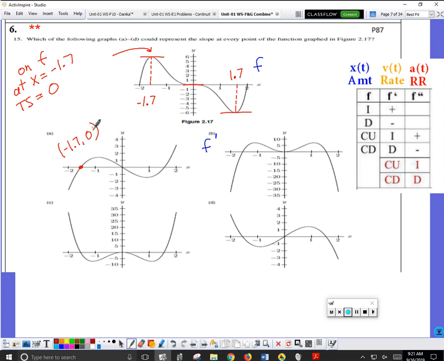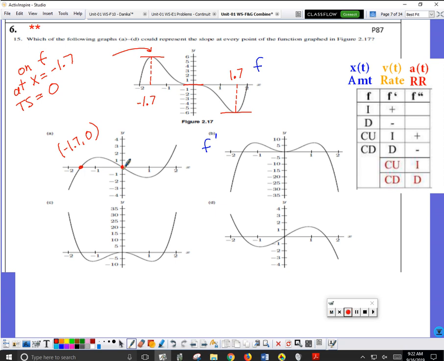Right here, that x-coordinate is 0, and at that spot the tangent slope of this f graph is horizontal, it's 0. So down here, at x equals 0, you have to find a y-coordinate whose value is 0 for that to be a match. So far these are matching just fine.